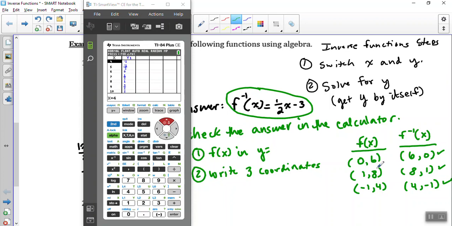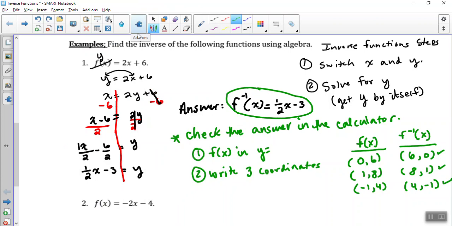You have to check at least 3 coordinates. Okay, sometimes you'll have 1 coordinate match, but then some other coordinates don't match. If you check 3, that should be enough to make sure that they match. Okay. All right. Another example here.